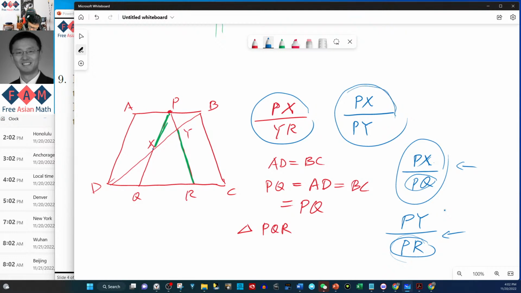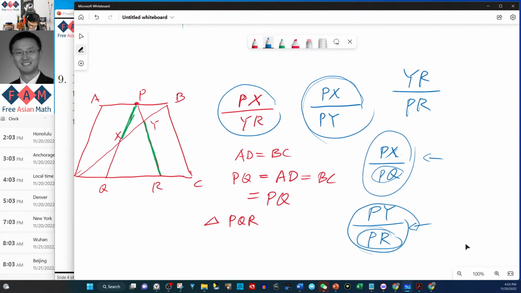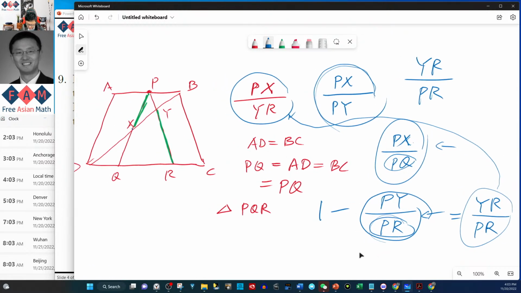Once we know this one ratio, the YR over PR can also be figured out because it's just one minus the other fraction, right? Because Py plus YR is just PR. So if we know the proportion Py over PR, we will immediately see that 1 minus this must be YR over PR. And that will give you the desired ratio between Px and Yr. Is everybody still with me?